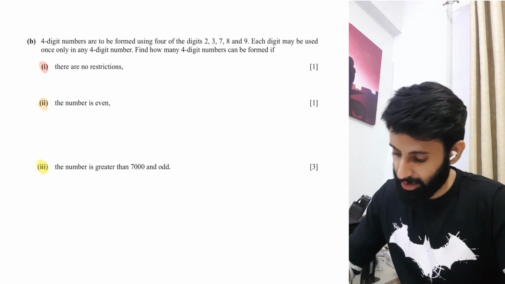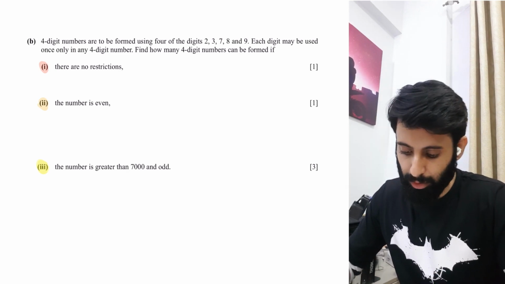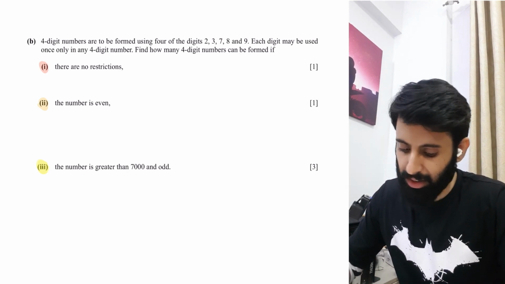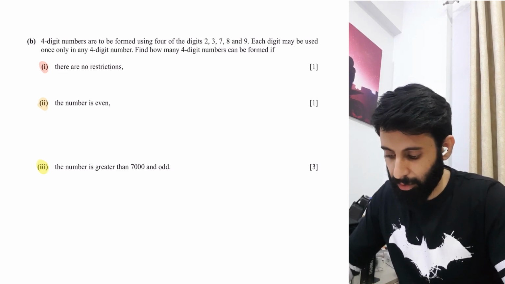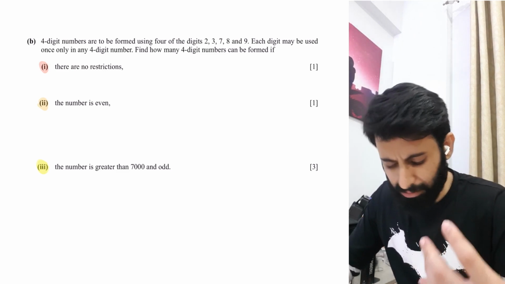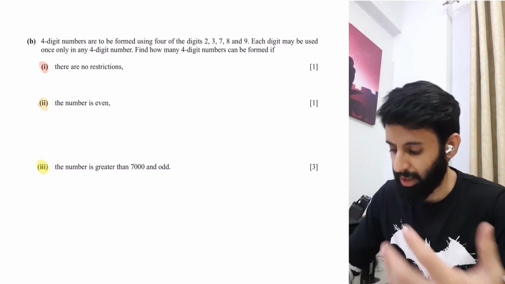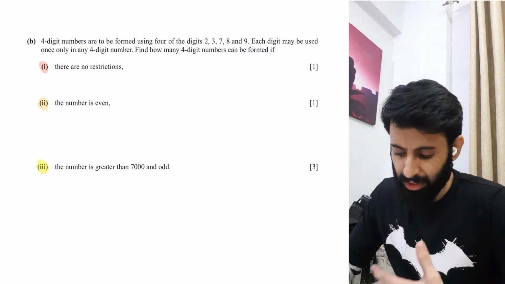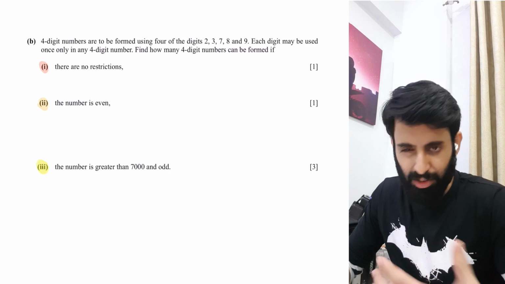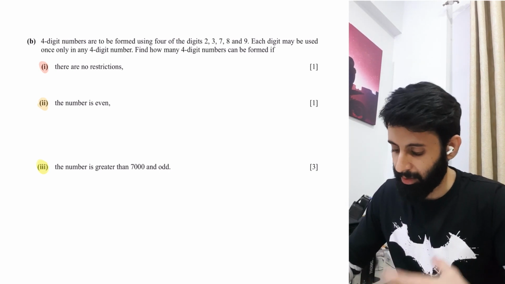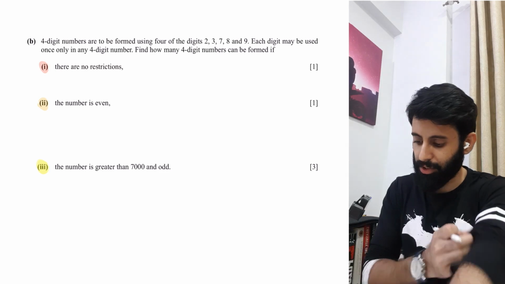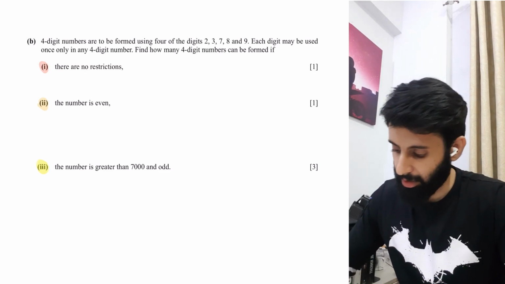Then it says 4-digit numbers are to be formed using 4 of the digits 2, 3, 7, 8, and 9. Each digit may be used only once in any 4-digit number. Find how many 4-digit numbers can be formed if there are no restrictions. So again, we're starting off with the question. This is usually how the question progresses. First, it asks you how many numbers you can make without any restrictions, and this normally is a 1-mark question. Then it gives you a small condition to worry about, and then it gives you a slightly more complex condition, or a restriction that you gotta take into consideration.